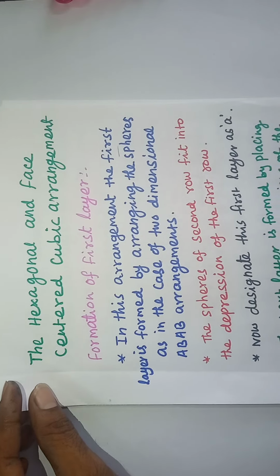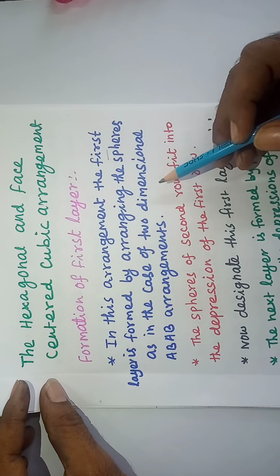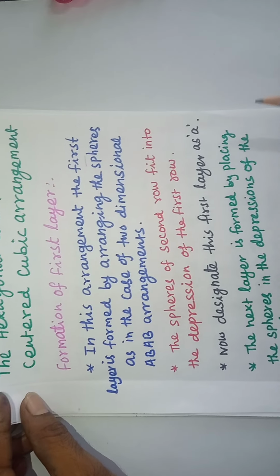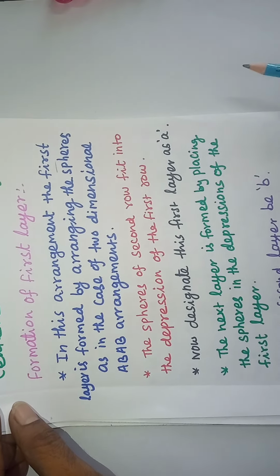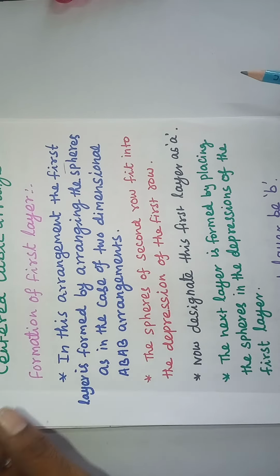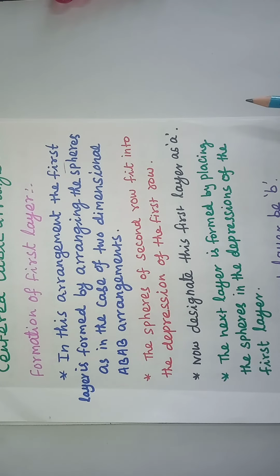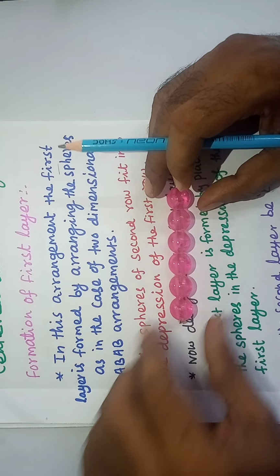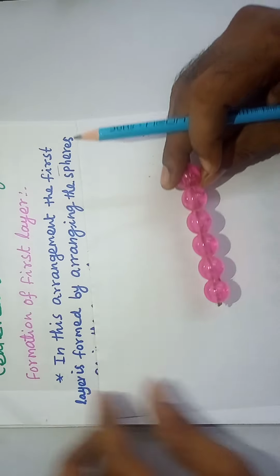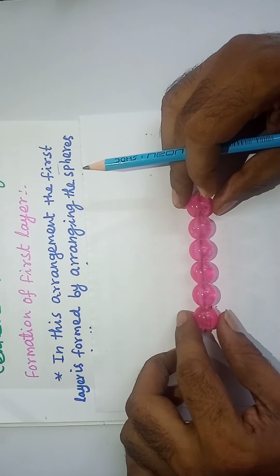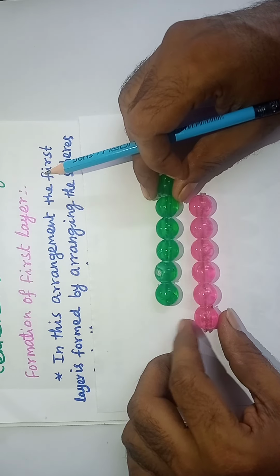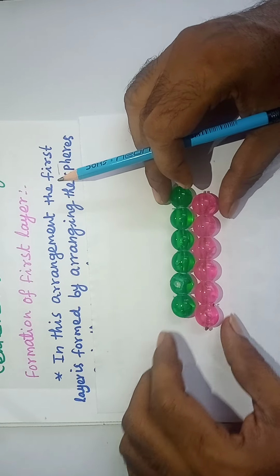The first layer is formed by arranging the spheres as in the case of two-dimensional AB arrangement. In the AB arrangement, the second row fits into the depression of the first row. Here we can see this is the A type arrangement. This is the first row. This is the second row. We fit the second row in the depression of the first row.